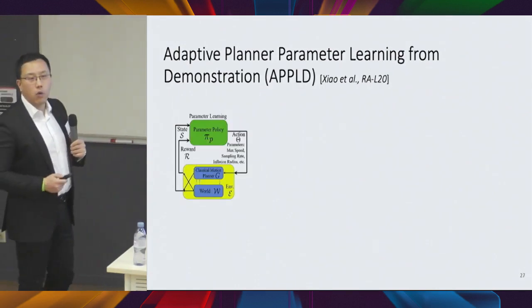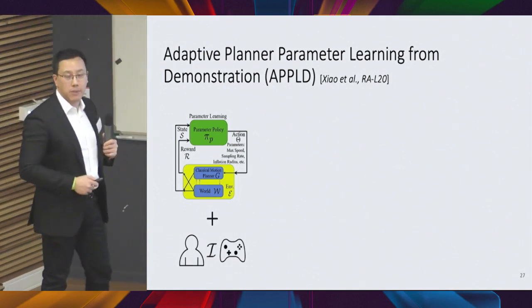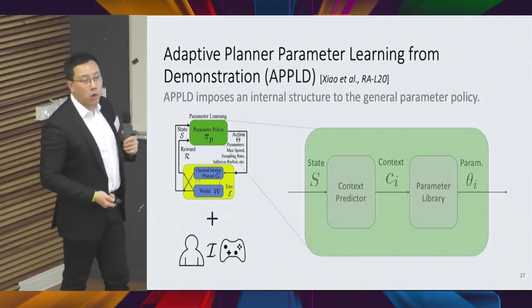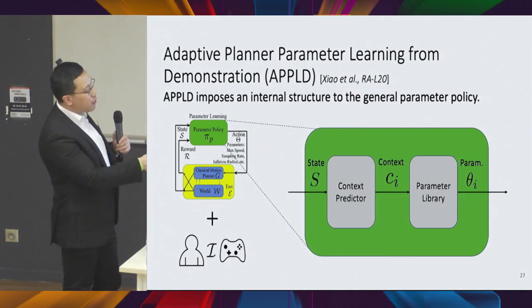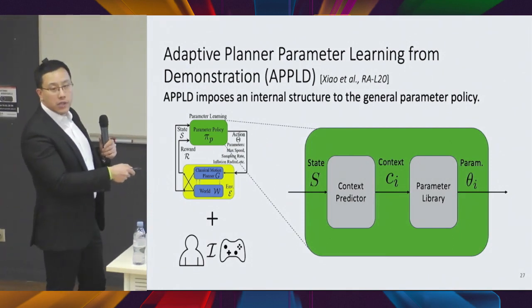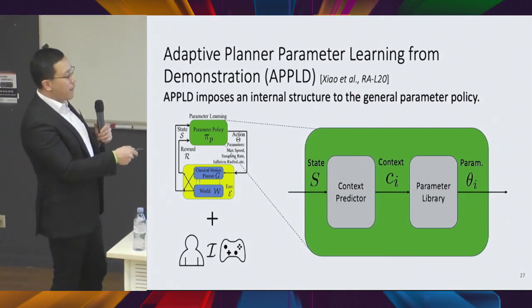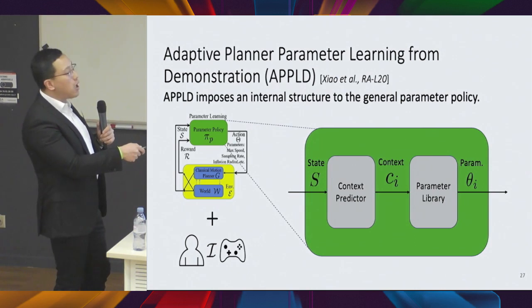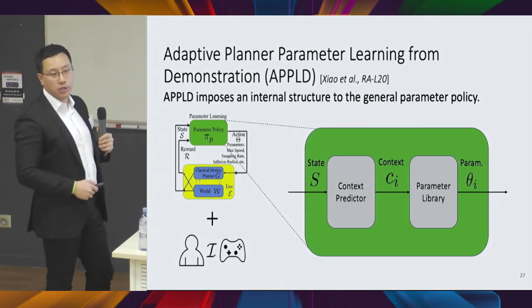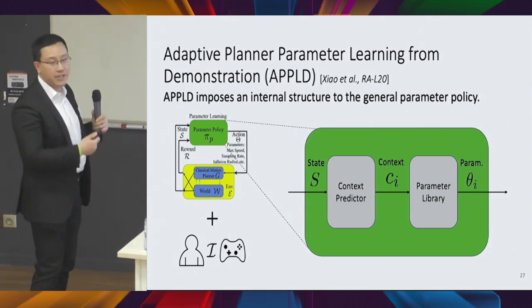You already know very well how to do it with demonstration. We explained this in a lot of detail, right? What we did is we imposed an internal structure for this parameter policy, something called the context predictor, mapping from robot state to the context index, and then the context index into a parameter library to give you the right parameters to be used. You know that. We have talked about those in the last 10 minutes.